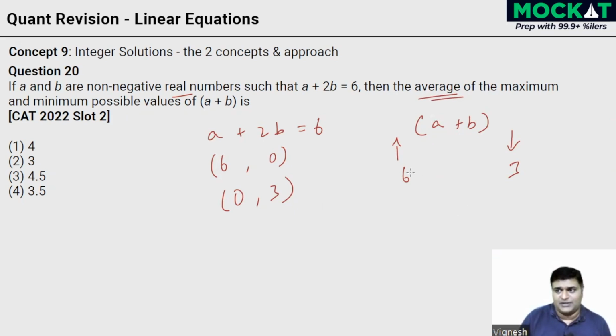Average of maximum and minimum is asked. 6 plus 3 by 2 is what we need to find. And that comes to 4.5, right? Option 3 becomes the answer over here.